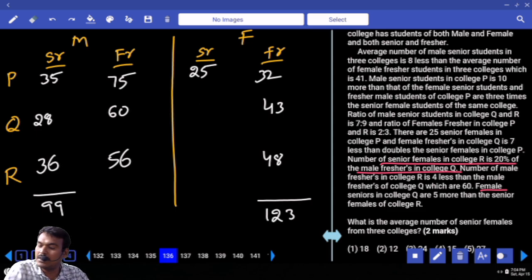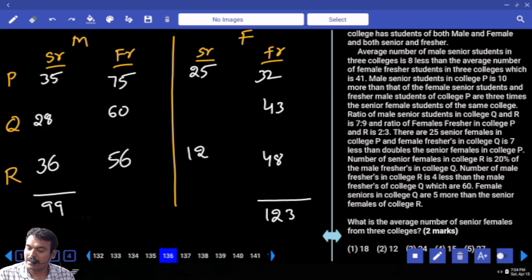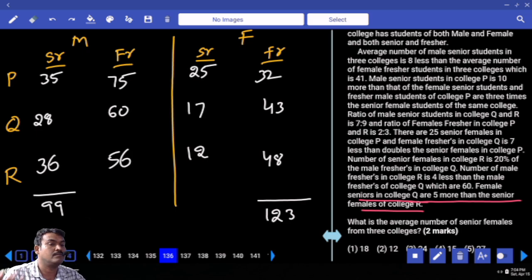Senior females or males? Females in college R. Next, last line: female seniors in college Q are 5 more than which one? Senior females in college R. 5 more means 17.